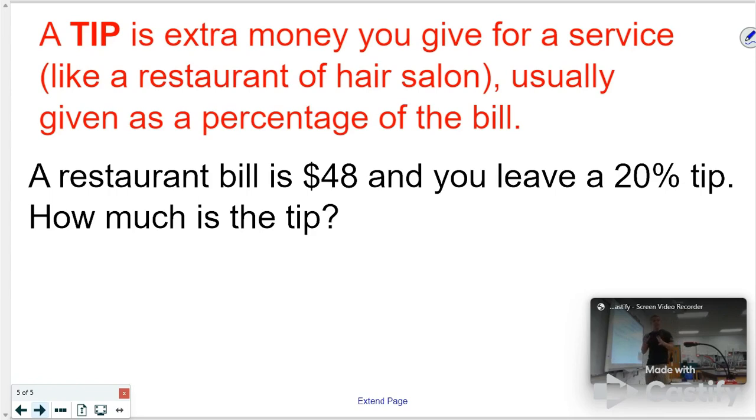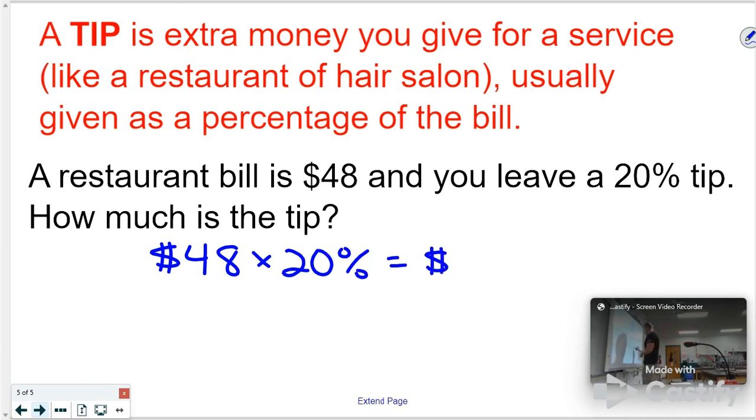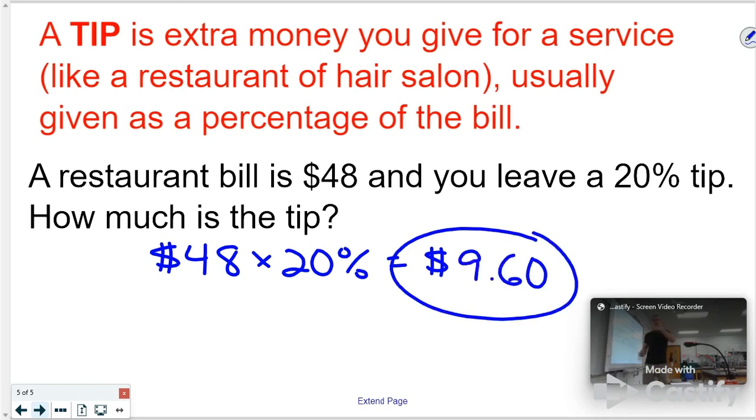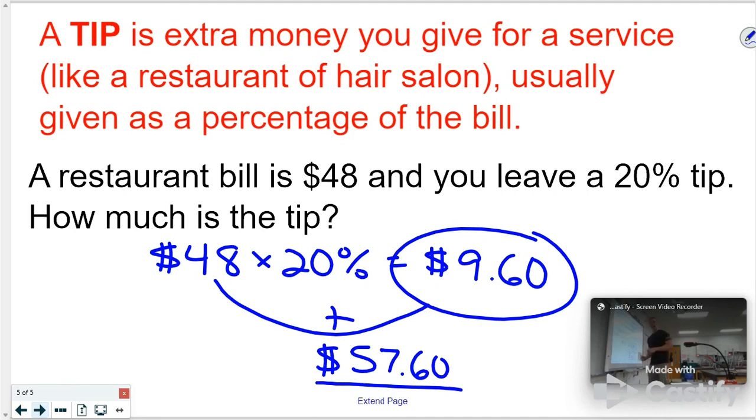So a tip is something that you add on to the amount that you're gonna pay for the bill. So you could do $48 times 20%, which 10% would be $4.80, so 20% would be $9.60 that you would leave for the tip. Now, if they had instead said, well, how much would your bill with the tip be total? Well, then you could add $48 and $9.60, and you would end up paying $57.60 for your meal and your tip included.